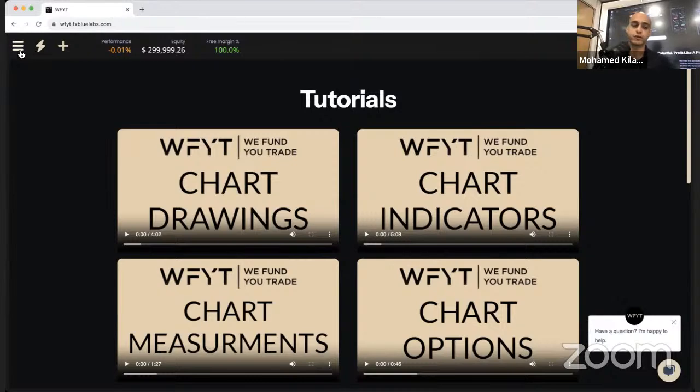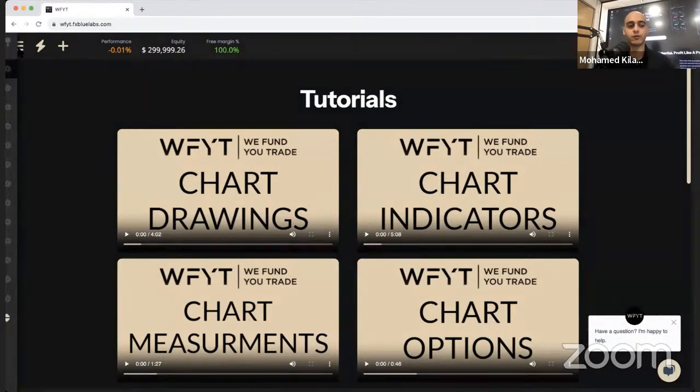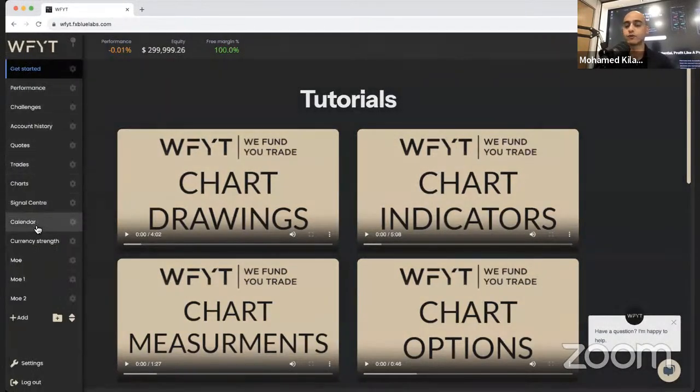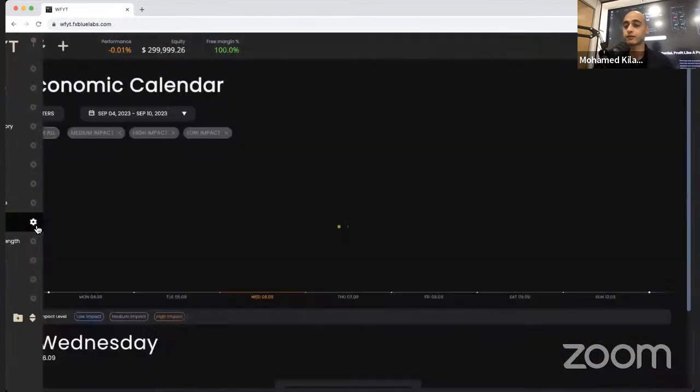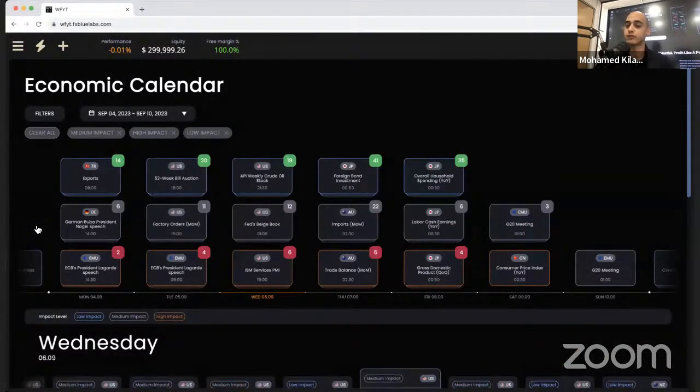What I do on a day-to-day basis, every morning, the first thing I do is go to my calendar. The calendar is extremely important to understand what major news will be released on the markets, so you can know where to expect volatility, which assets, what pairs, and draw your analysis around the fundamentals of the market.